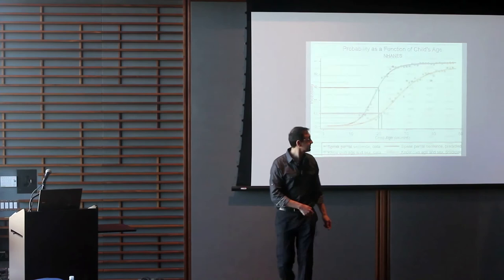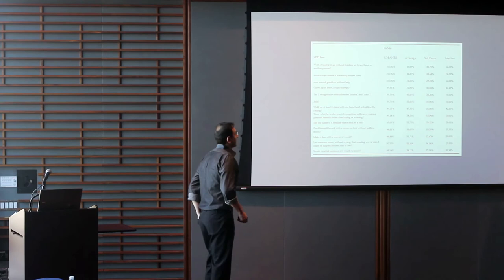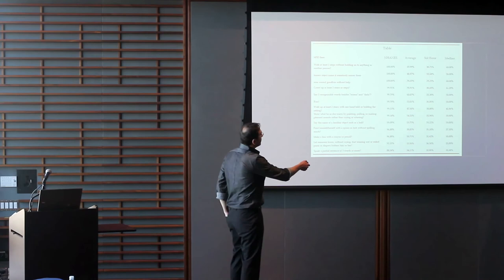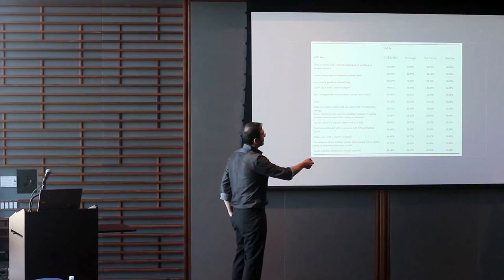Let me just show you this, because there are two things that I want to see here. One thing is they do understand that for tasks that are more difficult, children should not be as likely to develop them. So I prefer to look at the median because the average is sensitive to outliers, but it doesn't matter.